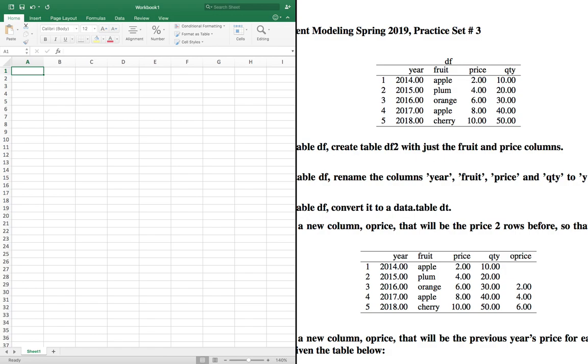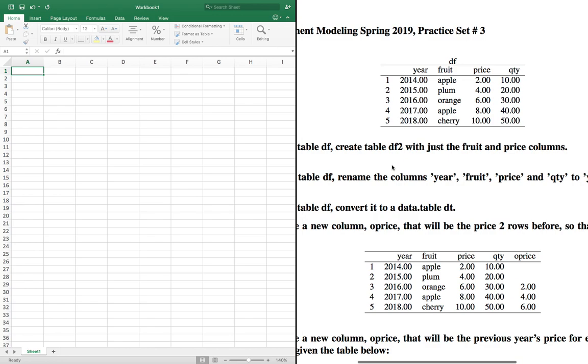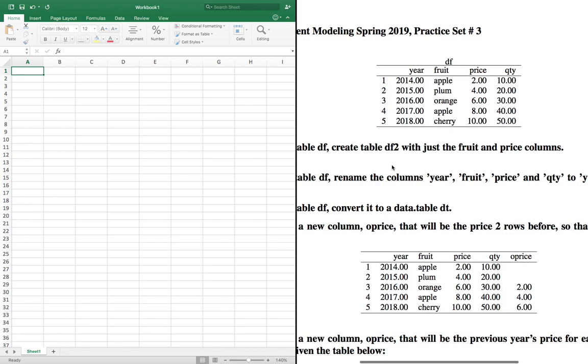So let's start off with number 1. Very easy question. Again, this is practice set 3. This is table DF right here, and we just want to subset. We want to create a table DF2, which is just the fruit and price columns. So basically, we're slicing. I just want all the rows in the fruit and price columns. And that's pretty easy to do.